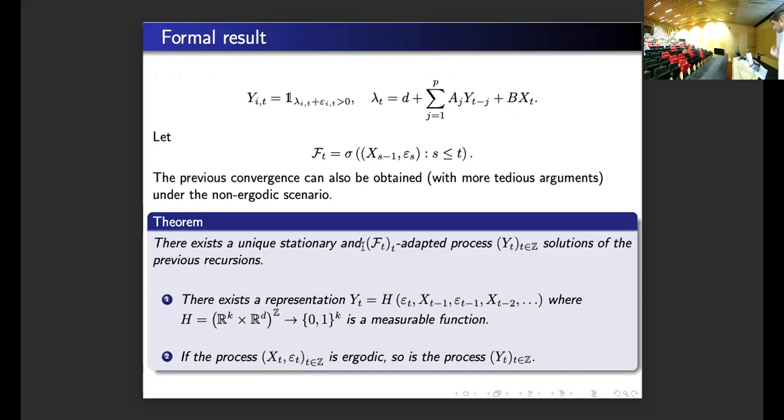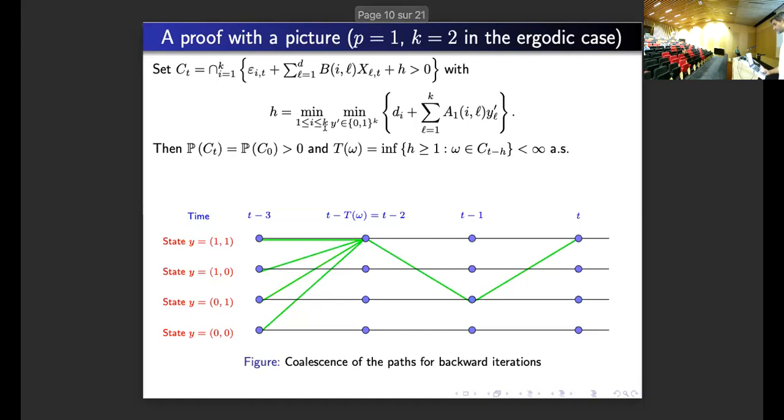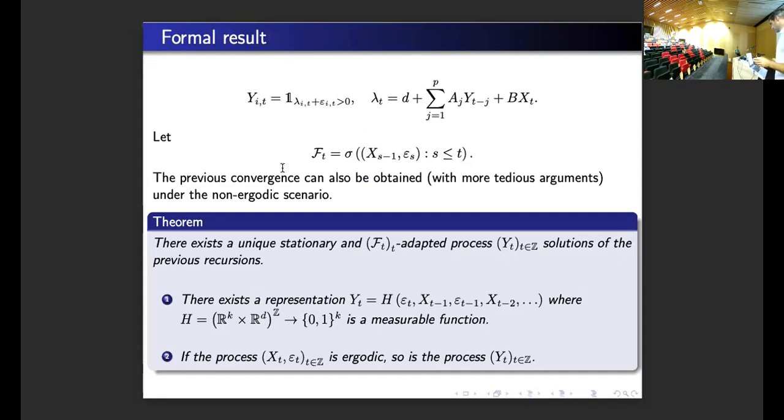When the process X is not ergodic, one can still show that the probability of this event conditional on the invariant sigma field is always almost surely positive. And then you also have this kind of recurrence property. It's a bit more technical, but it is exactly the same idea, and for larger values of p, it is also the same idea. So let's admit this, and then you obtain the following results.